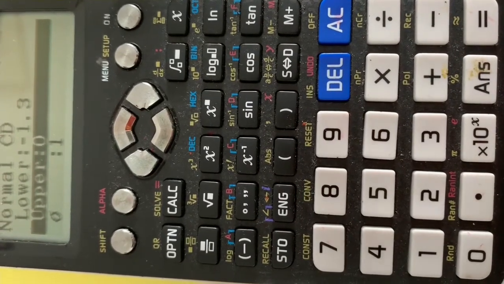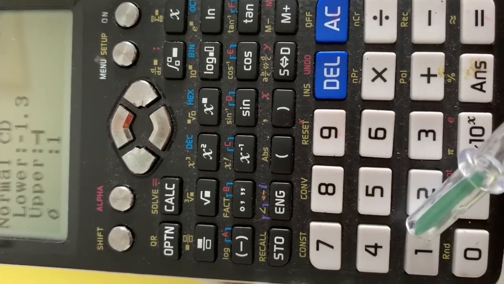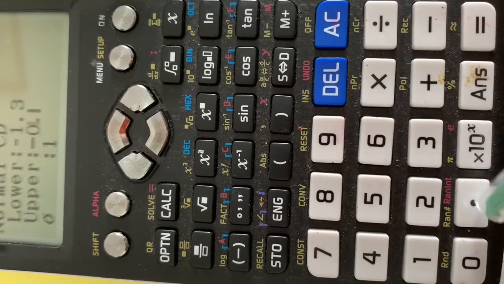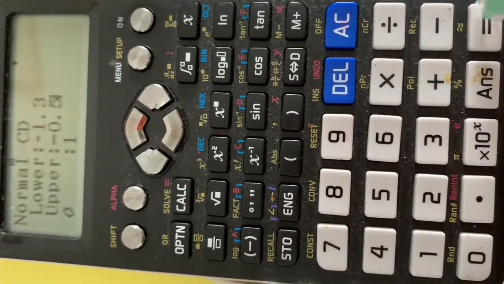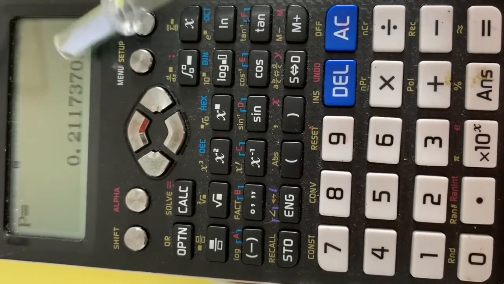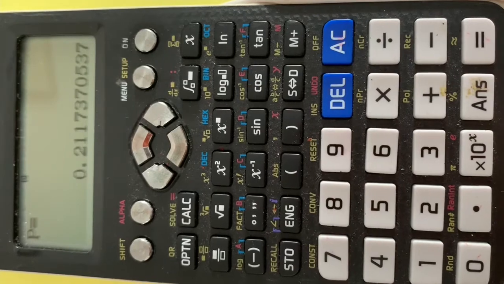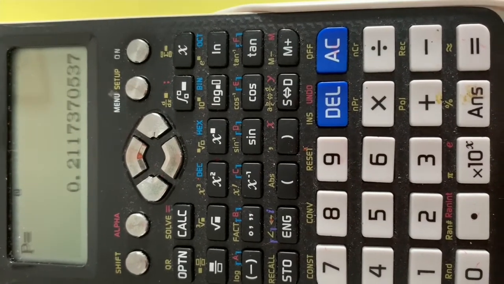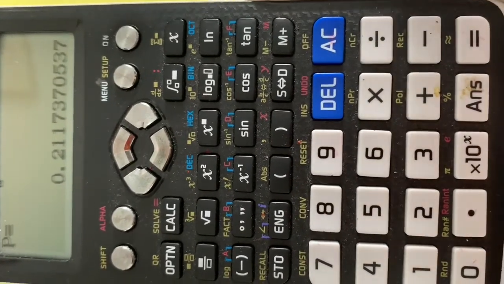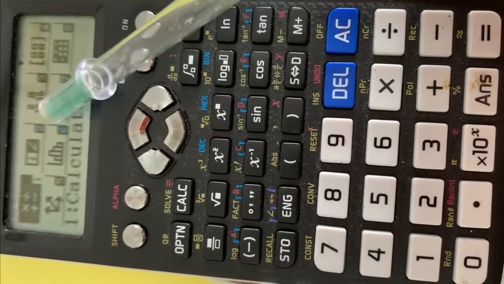Okay, -1.3, and the upper is -0.5. Then the answer is 0.2117. That is a probability value using the calculator. Okay, so it's very easy, isn't it, compared to using buku sifir.